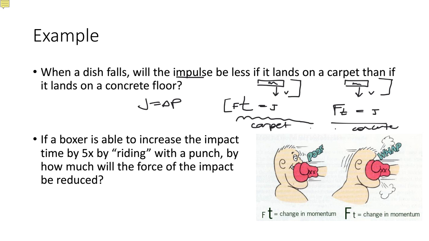In terms of the ratio of force to time, it says if a boxer is able to increase the impact time by 5 by riding with the punch, how much will the force of the impact be reduced? Well, if your time is 5 times as much, that means your force will be 1/5. So the answer is 1/5 and the impulse is the same.